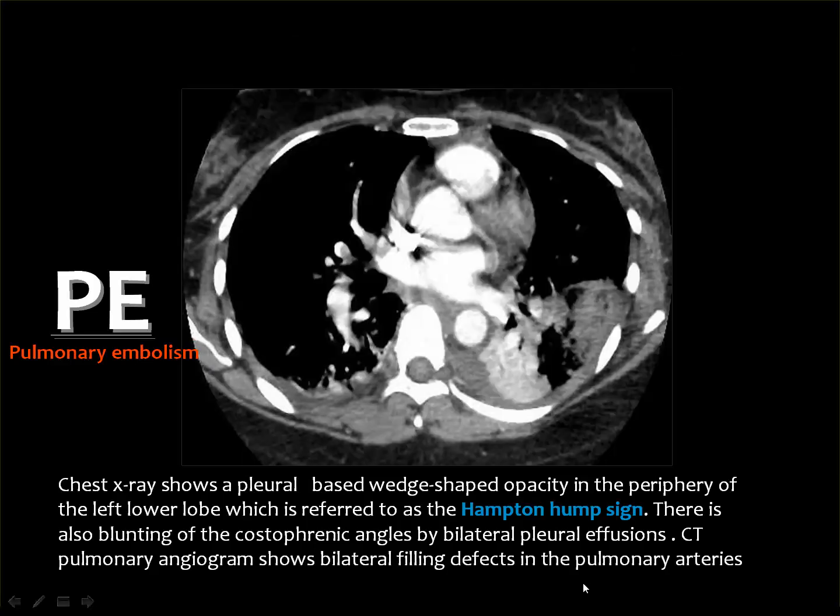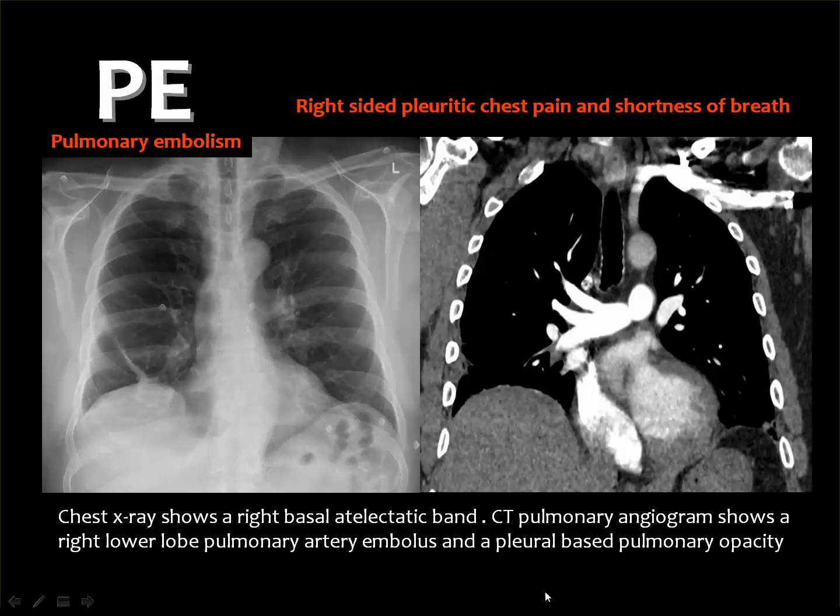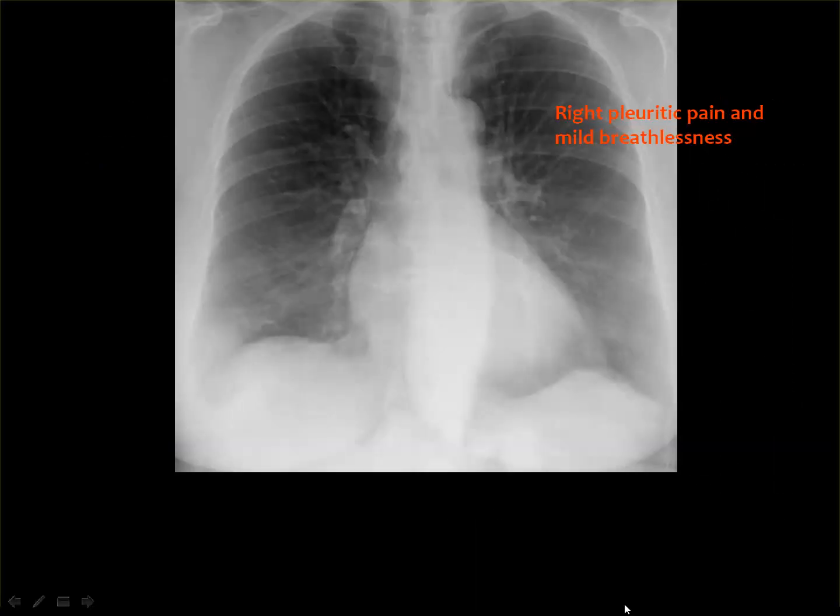Then if you have the CT scan and you can see the filling defect of the emboli within the vessels, then you are sure that you are dealing with pulmonary infarcts. And this is what we call an atelectatic band. There is some elevation of the ipsilateral diaphragm, and these are not sufficient findings in the plain film to diagnose pulmonary embolism, but here you can see the filling defect in the pulmonary artery, which can support your diagnosis.